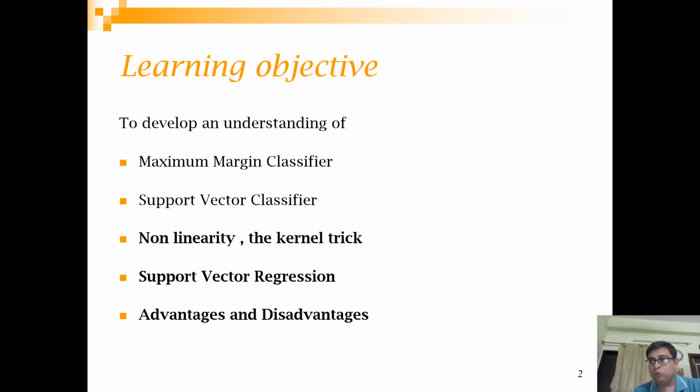And we saw how the support vector classifier makes it more robust by adding the concept of slack variable and a slack budget. But still, one of the problems is non-linearity. So we'll look at the kernel trick to overcome that. We will look at an outline of support vector regression, and finally we'll look at some of the advantages and disadvantages of support vector machine.